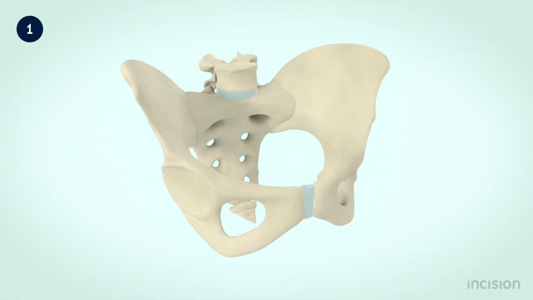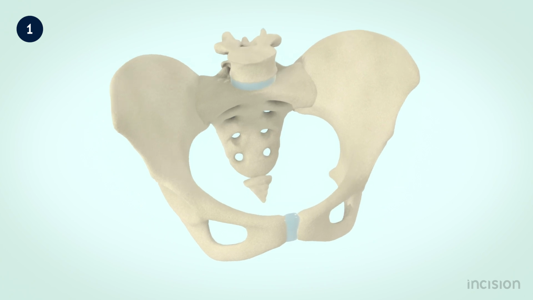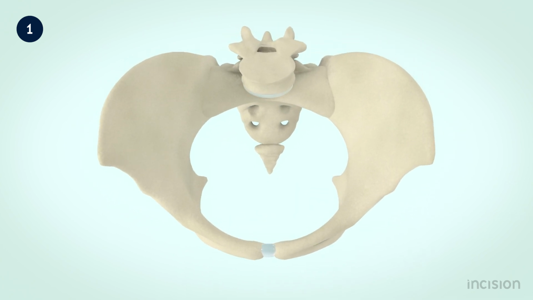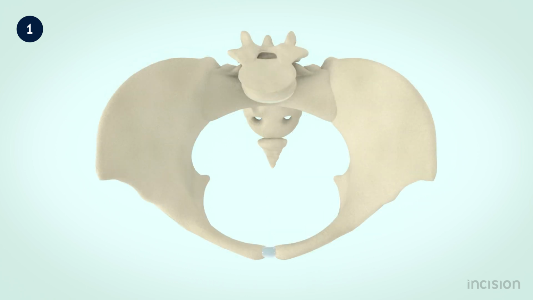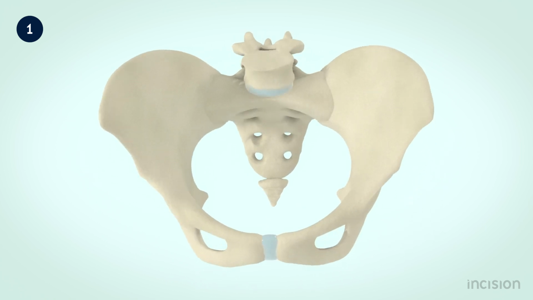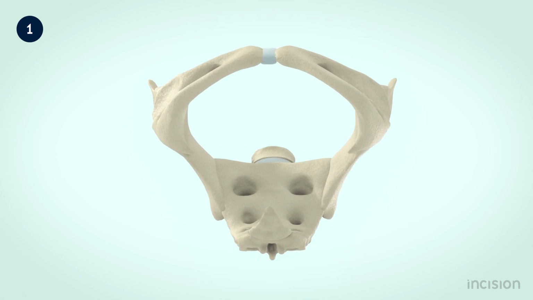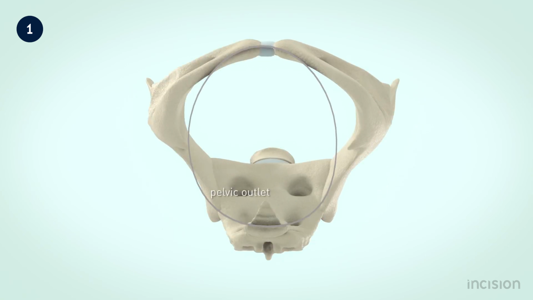During childbirth, the fetus has to pass through the maternal pelvis. At the pelvic inlet, it has an oval shape with a transverse diameter of 13 centimeters, wider than its anterior-posterior diameter of 11 centimeters. The pelvic outlet has an oval shape with a transverse diameter of 11 centimeters and an anterior-posterior diameter of approximately 11.5 centimeters.